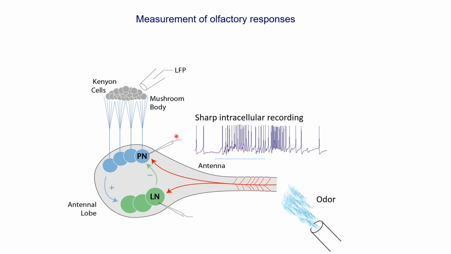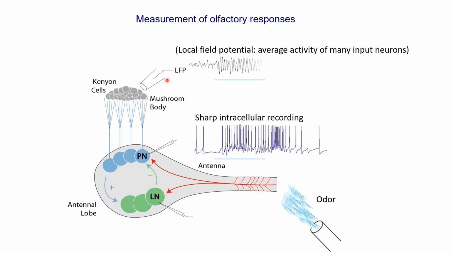We can also measure the average activity of multiple neurons using blunt electrodes, and this kind of recording is known as the local field potential. The projection neurons have their branches distributed widely in the mushroom body. So basically a blunt electrode like this will reflect the average activity from many projection neurons coming into the mushroom body. And in locusts and some other insects, it has been reported that when odors are presented, we see these kind of oscillations in the local field potential.